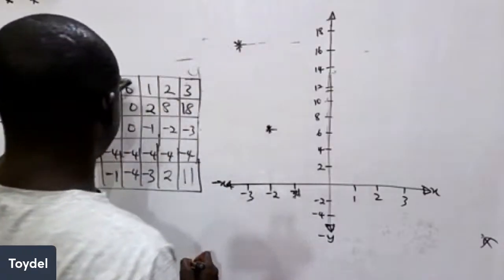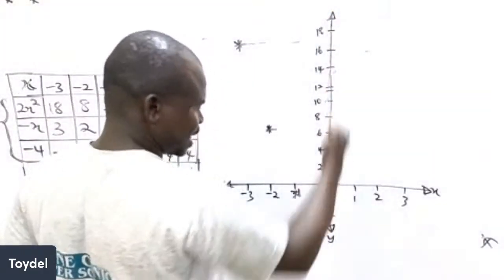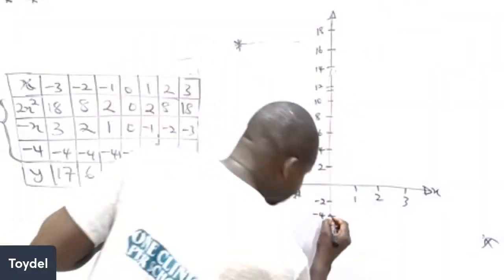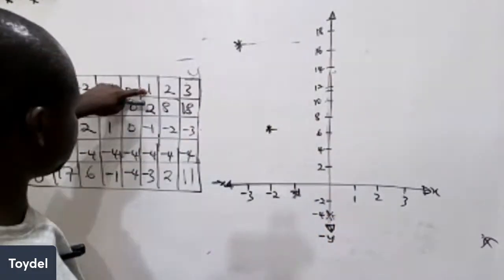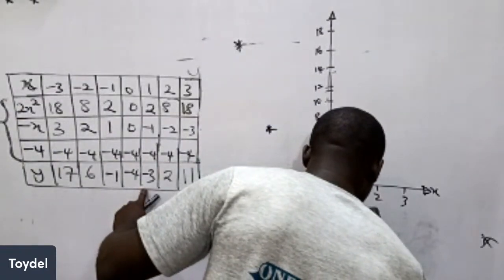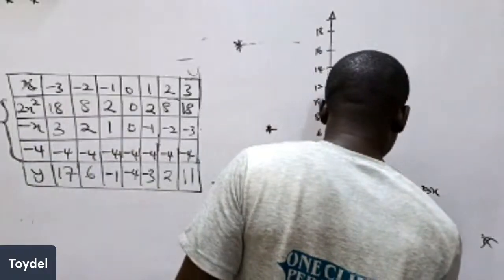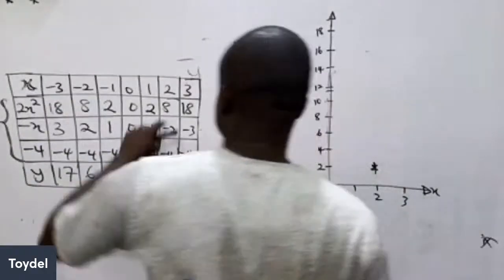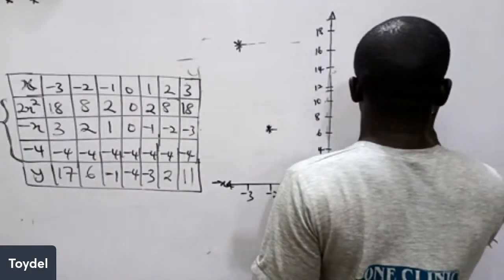Then when x is 0, y is -4. X is 0 along the y-axis, and y is 0 along the x-axis. When x is 1, y is -3. When x is 2, y is 2. Then when x is 3, y is 11. Let's place it at 11, somewhere here.